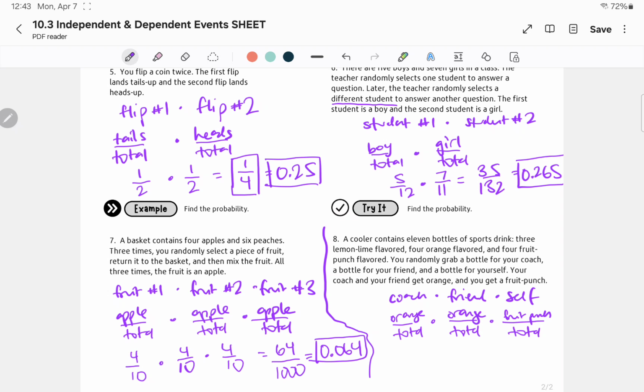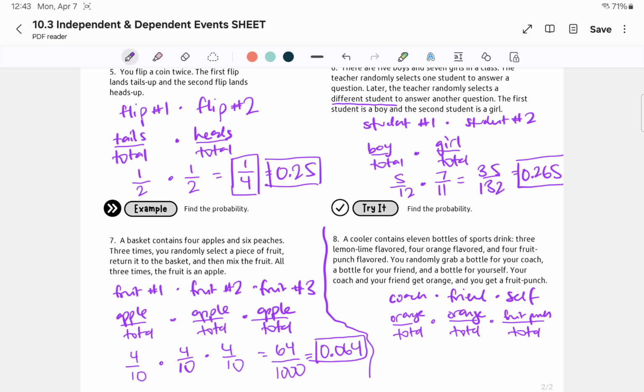I know I've gone quickly through this wording part, but this part is so important. So where am I getting these words? The coach, the friend, and the self, those are the events. Basically, you have to ask yourself, what is happening? And it's saying you're picking bottles for your coach, your friend, and yourself. That's where the first words come from, just what's happening in the question.